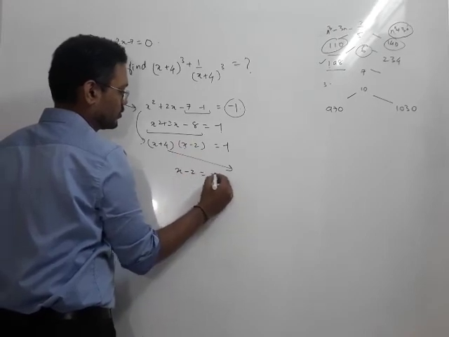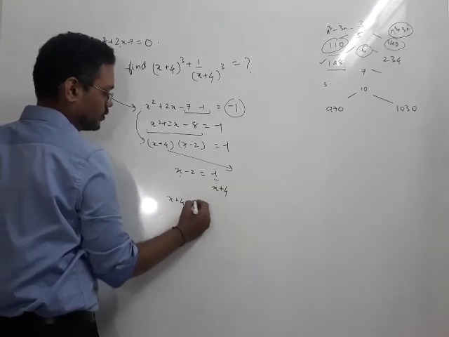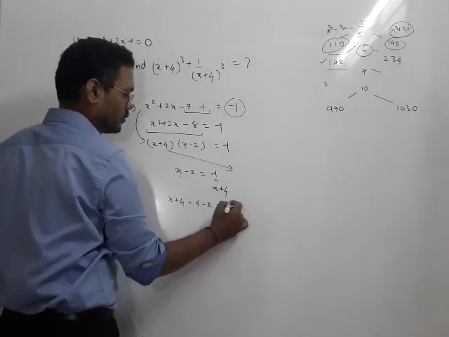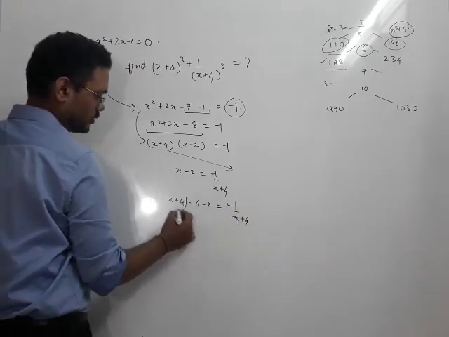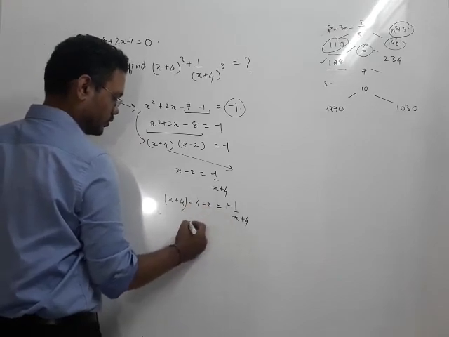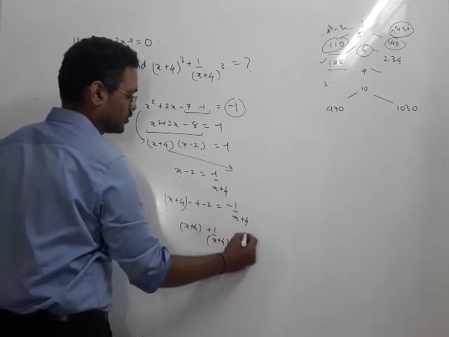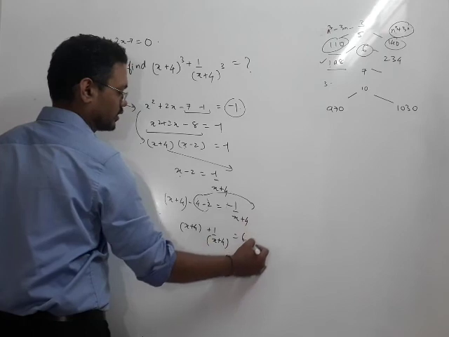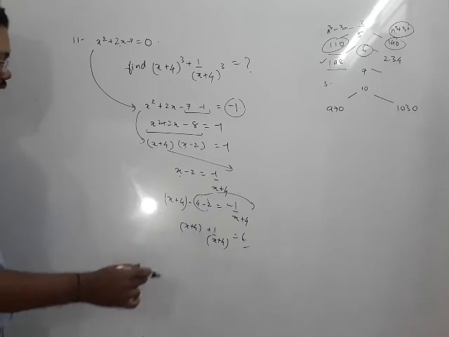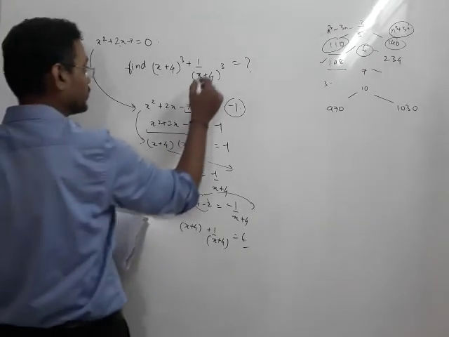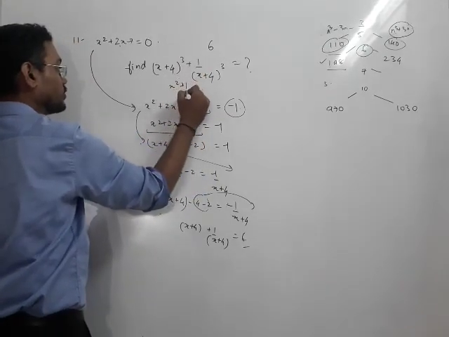So x minus 2 is minus 1 upon x plus 4. I want to make this also x plus 4, so I will make this x plus 4 minus 4 minus 2 is minus 1 upon x plus 4. So this thing becomes x plus 4 minus 6. So x plus 4 plus 1 upon x plus 4 is nothing else but 6. Now by doing this, I have got that x plus 4 plus 1 by x plus 4 is 6. Now what they have asked for is x cube plus 1 by x cube.